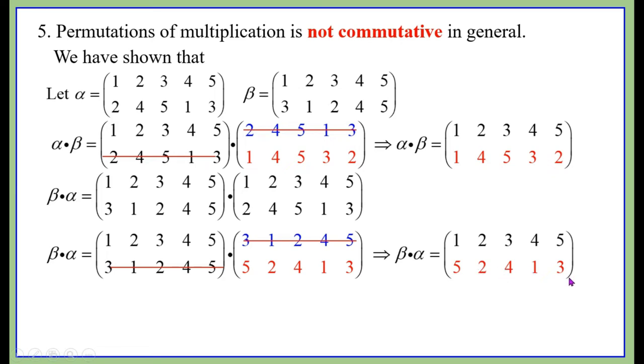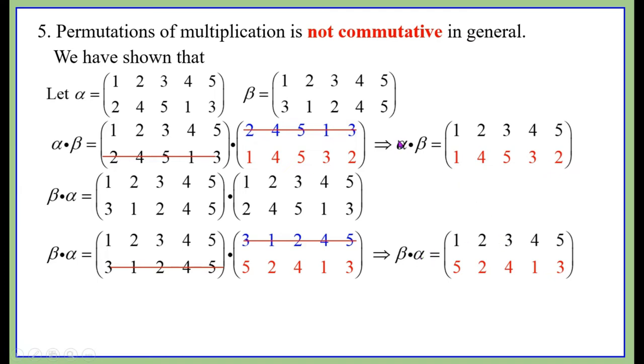Now look at this: alpha into beta, beta into alpha. In alpha into beta, the image of 1 is 1, whereas in beta into alpha, the image of 1 is 5. That is different. Therefore, alpha into beta is not equal to beta into alpha.